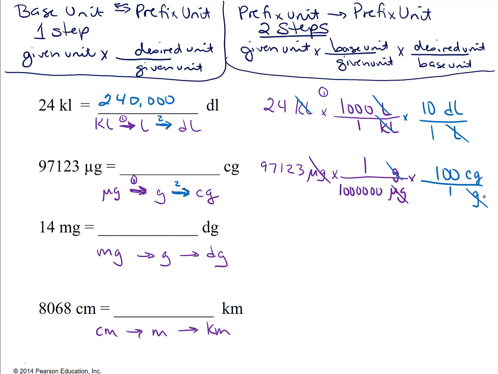So 97,123 times 100, and then divide it by a million. And you ended up getting 9.7123 centigrams. Okay, so I gave you sort of the plan for the other two, so make sure you practice those ones.